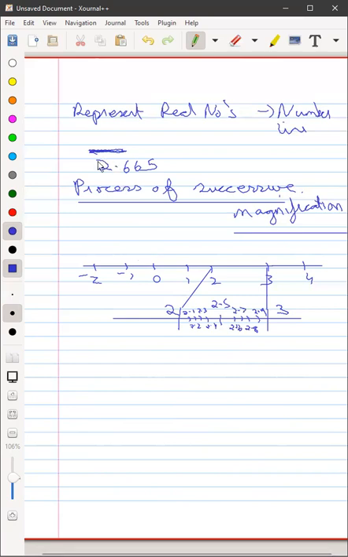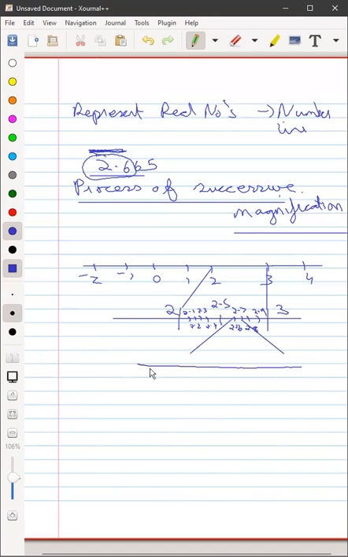We are going to first locate 2.6. We know it's between 2 and 3. Now we look at 2.6 and 2.66, the next number. 2.66 will lie between which two numbers? 2.6 and 2.7? Yeah. So from 2.6 and 2.7, I'm going to do this again. So what will I do?